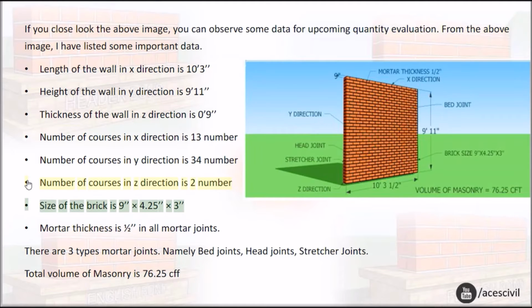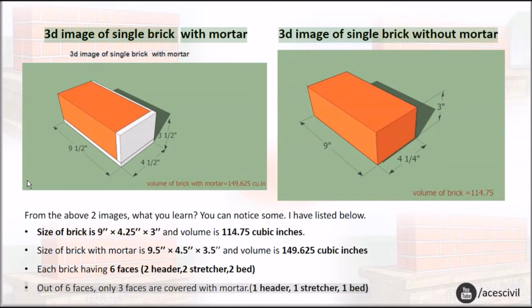Size of the brick is 9 x 4.25 x 3. Mortar thickness is 1/2 in all mortar joints. There are 3 types of mortar joints, namely bed joints, head joints, and stretcher joints. Total volume of masonry is 76.25 cubic feet. 3D image of single brick with mortar. 3D image of single brick without mortar.